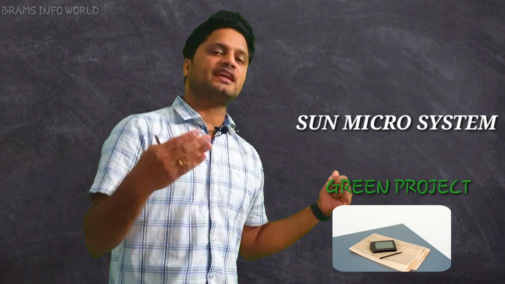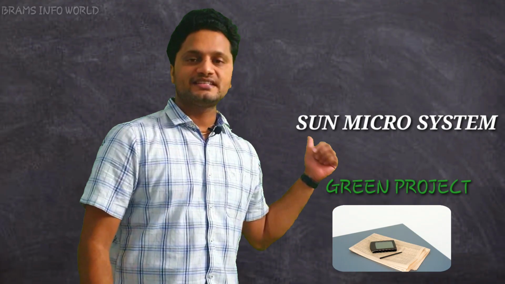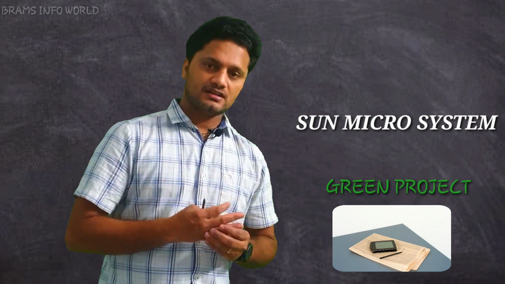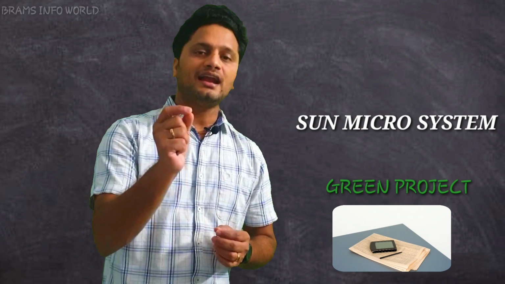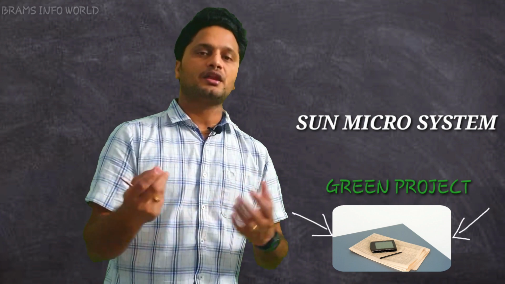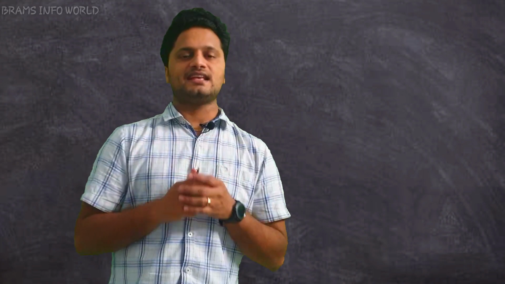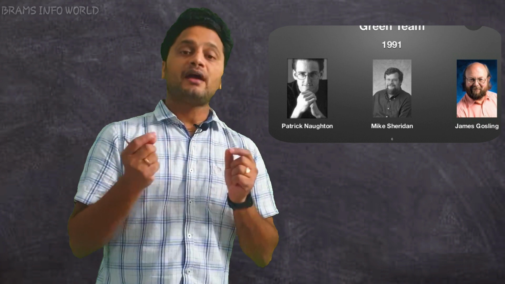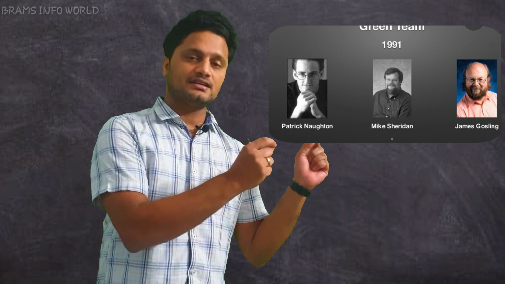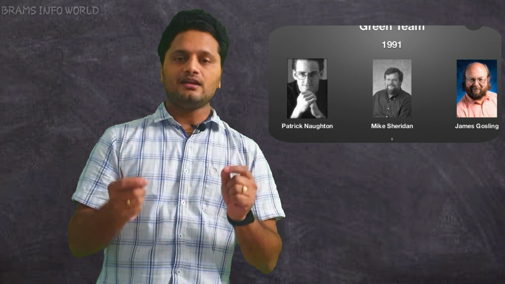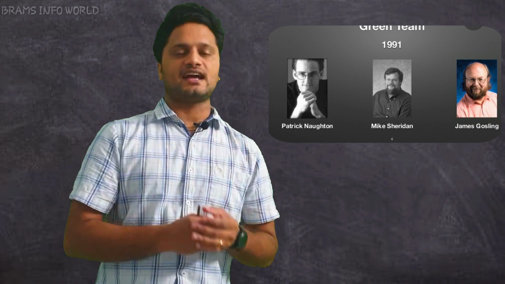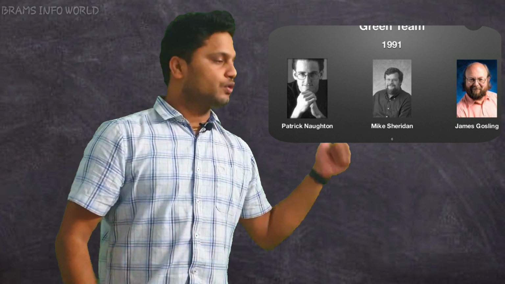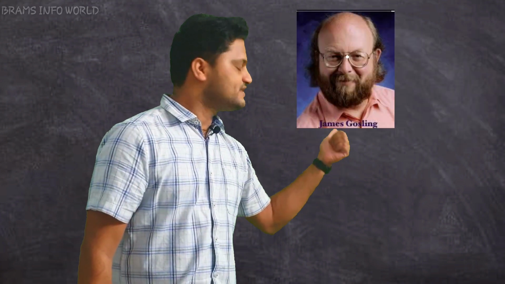Initially, this Green Project we can call the Stealth Project. What is the aim of this project? To develop handheld devices, that is nothing but remotes. In this case, James Gosling focused on the programming side, Mike focused on business development, and Patrick focused on graphic design. But the main person is James Gosling. James Gosling is the father of the Java language.